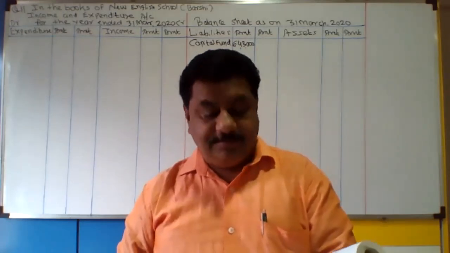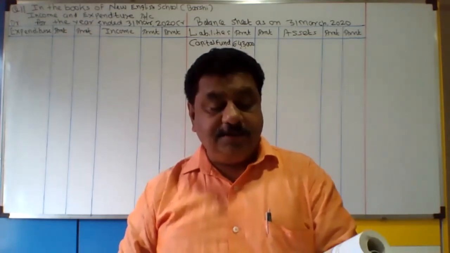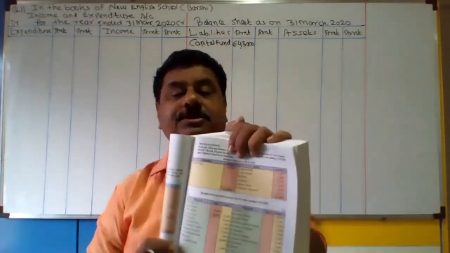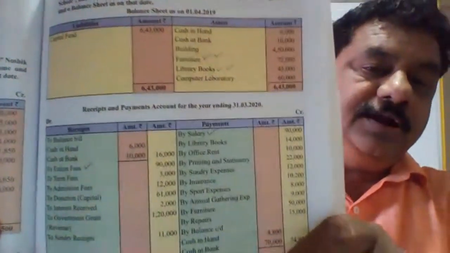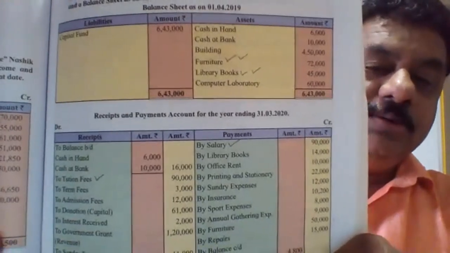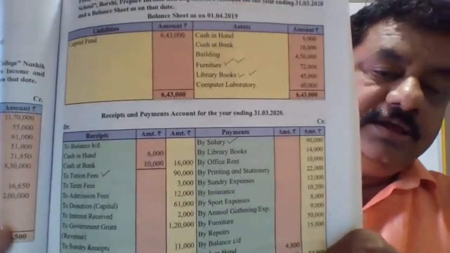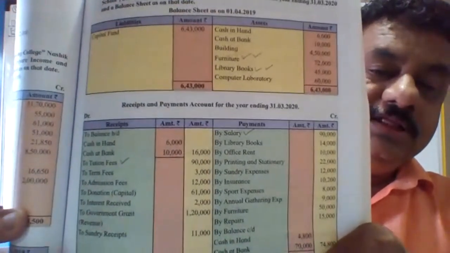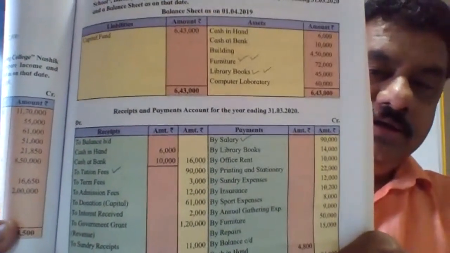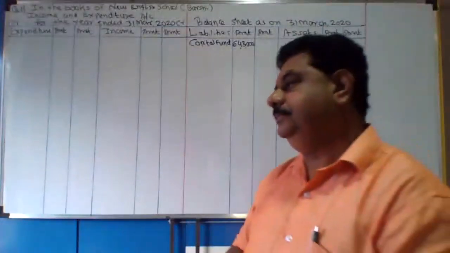And depreciate library books by 9,000, furniture by 10,000. Tick mark furniture and library books. तो आपको इस तरह से टिक मार्किंग करना है. फर्नीचर को डबल टिक मार्किंग आएगा. लाइब्रेरी बुक्स also डबल टिक मार्किंग. Then salary single tick marking and tuition fees in the receipt side single tick marking. So this kind of tick markings are required.